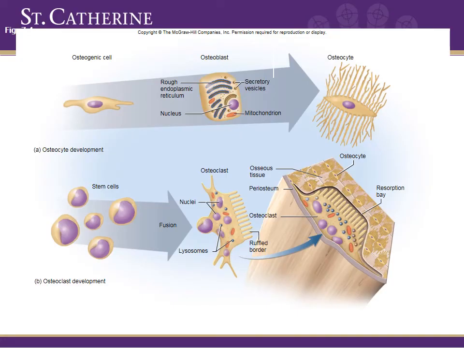In this slide, we can see the formation of the various types of bone cells. The top portion shows the development of an osteoblast from an osteogenic cell, and then it matures into an osteocyte, which will become trapped in the matrix.